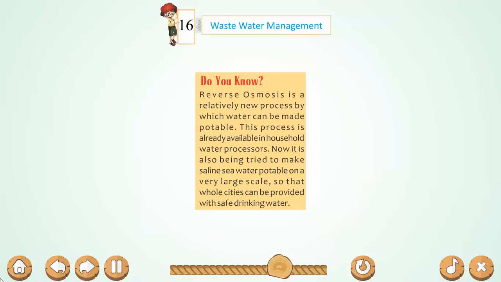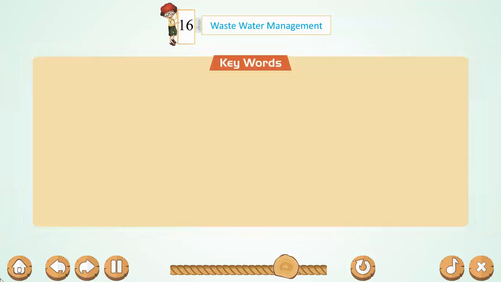Do you know? Reverse osmosis is a relatively new process by which water can be made potable. This process is already available in household water purifiers. Now, it is also being tried to make saline seawater potable on a very large scale, so that a whole city can be provided with safe drinking water.